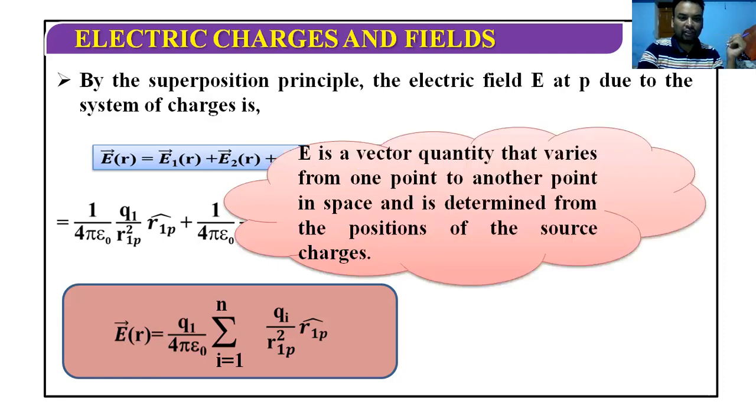Finally, E is a vector quantity that varies from one point to another point in space and is determined by the position of the source charges. So this was the method of superposition to find the net electric field at some point due to a large number of charge distributions. We will continue with the rest of the lecture in our coming lecture.